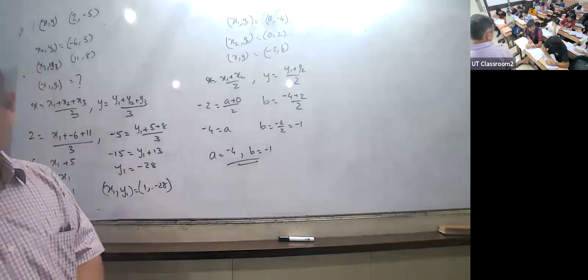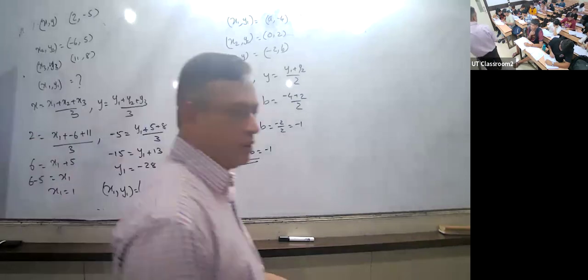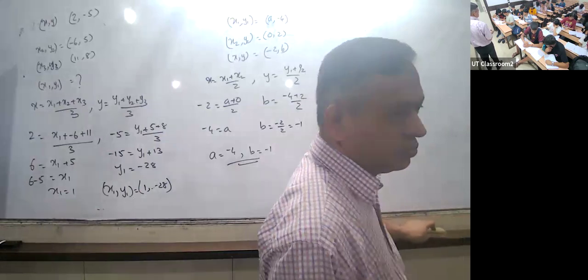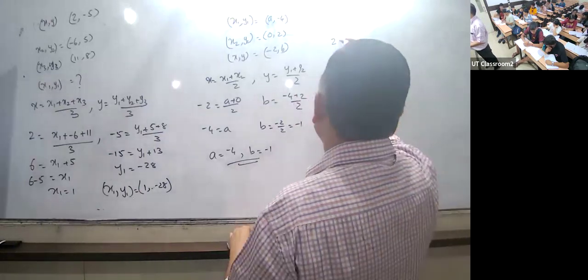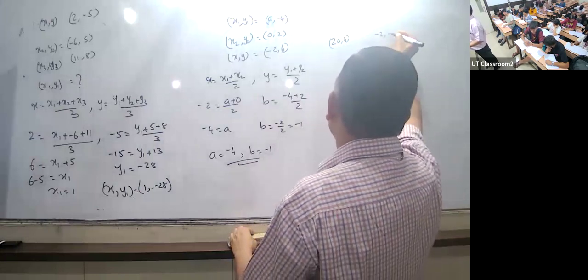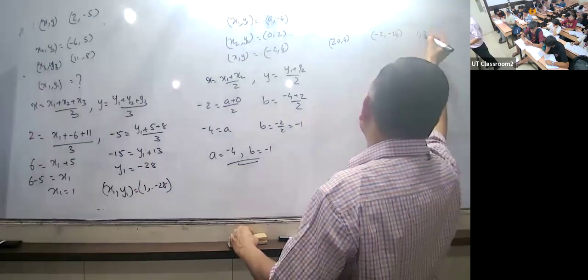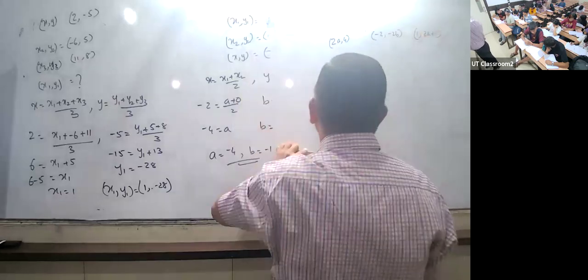The last two. Question number 10. Okay, you read. Ajay, read. The midpoint of the line segment joining 2a, 4 and minus 2, 2b is 1, 2a plus 1. Find the values of a and b.